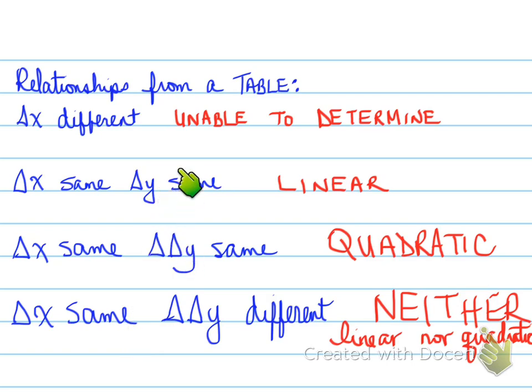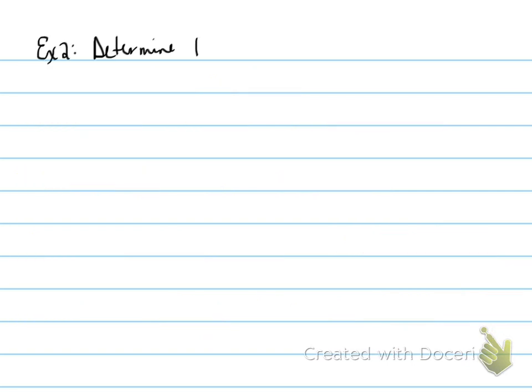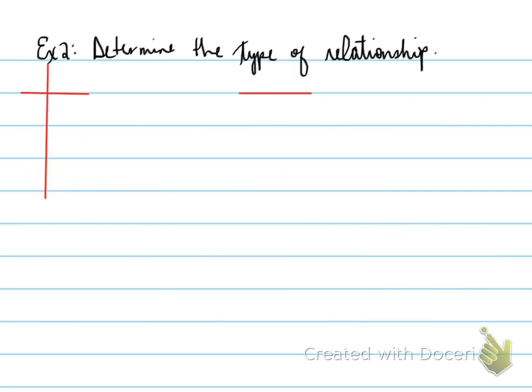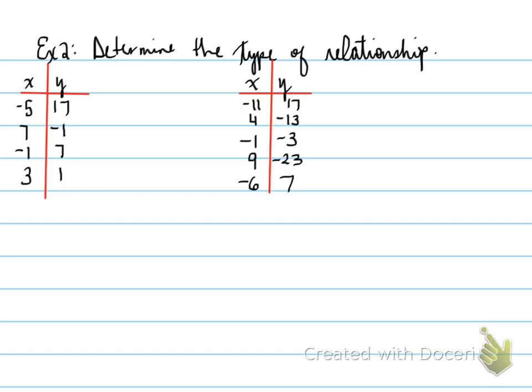So we'll come back to this later on in this course when we have to deal with different tables. But at this point, you'll be asked to identify whether it's linear, quadratic, or neither. Sometimes you may have to write unable to determine. That's because the x's actually don't follow a pattern. All right, let's look at examples. You're asked to determine the type of relationship. Here are the two tables that I'd like you to determine the type of relationship for.